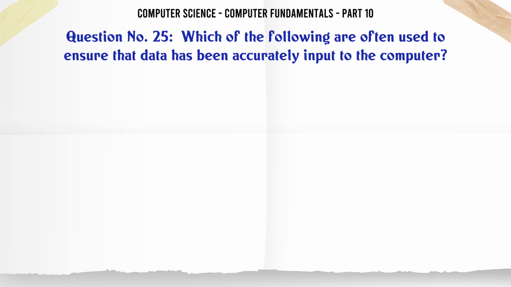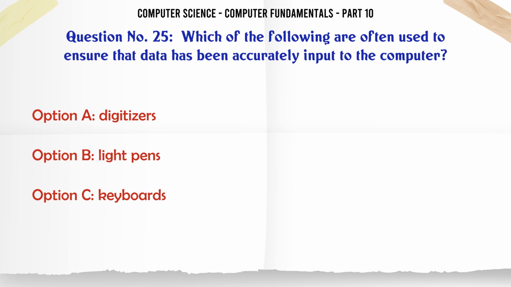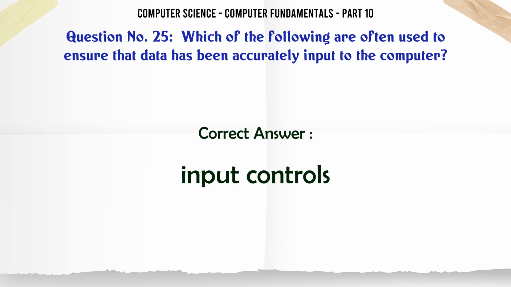Which of the following are often used to ensure that data has been accurately input to the computer? A. Digitizers. B. Light pens. C. Keyboards. D. Input controls. The correct answer is input controls.